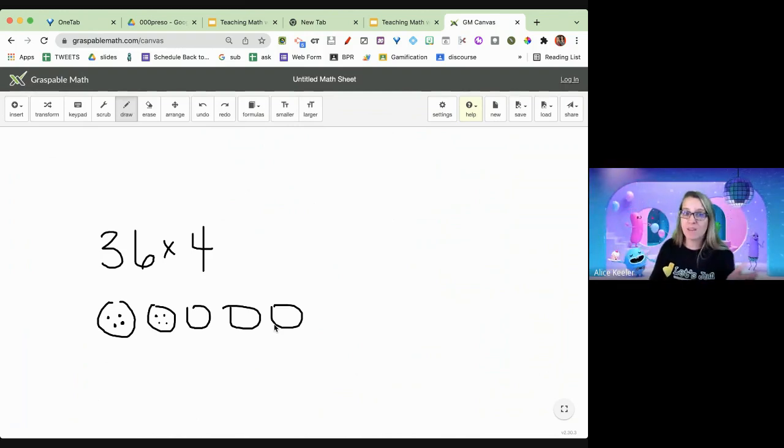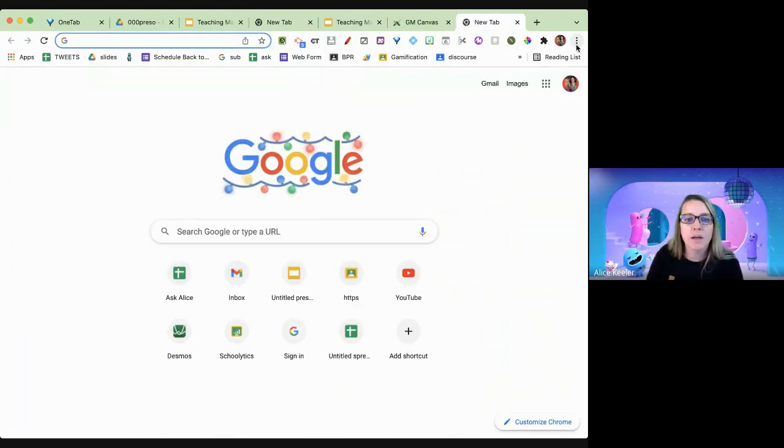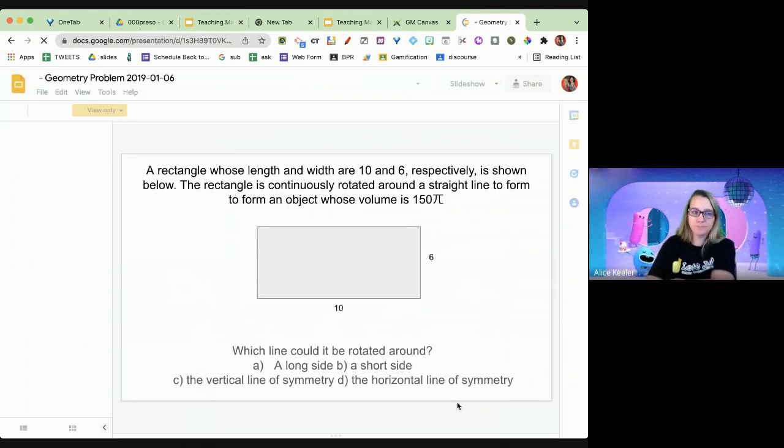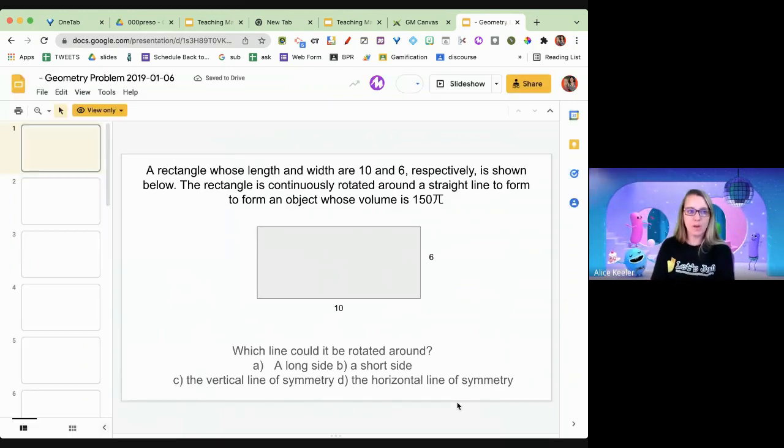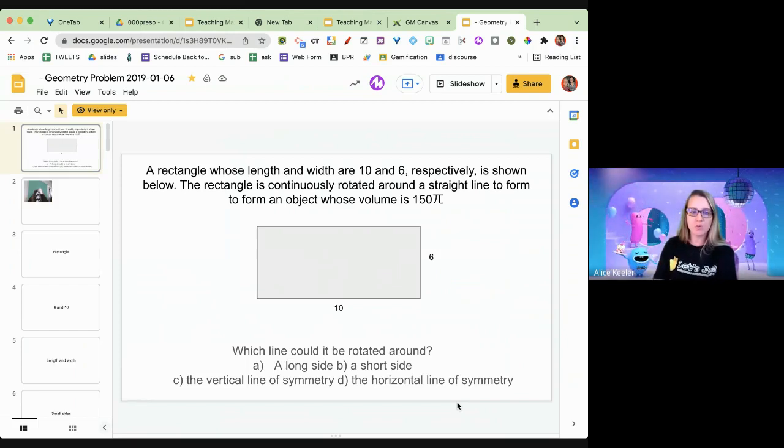One of my favorite math problems is when I gave my 11-year-olds a calculus problem. Someone had put on Twitter, hey, my students had a really interesting conversation about this math problem. Hold on, I got it here. I have the math problem. Is it this one? Yeah. A rectangle whose length and width are 10 and 6 respectively is shown below. The rectangle is continuously rotated around a straight line to form an object whose volume is 150 pi. Which line could it be rotated around?